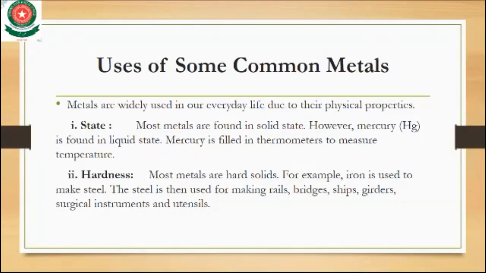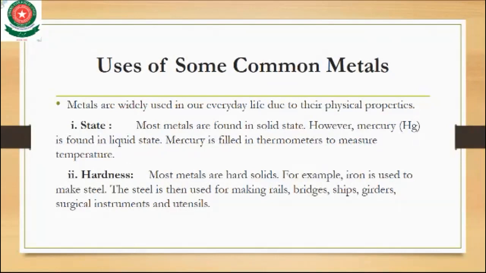As you know, metals are very hard solids. For example, iron is used to make steel, and the steel is used for making rails, bridges, ships, girders, surgical instruments, and utensils.